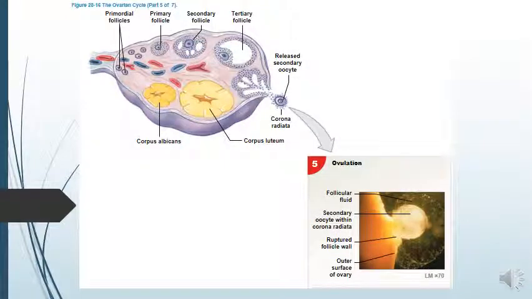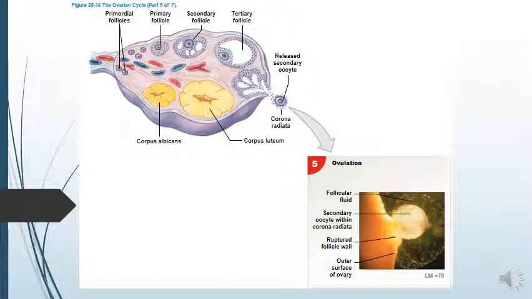On this fifth slide, which designates ovulation, the tertiary follicle releases the secondary oocyte, and the distended follicular wall suddenly ruptures, ejecting the contents of the follicle, including the secondary oocyte and the corona radiata, into the pelvic cavity. The sticky follicular fluid keeps the corona radiata and the oocyte attached to the surface of the ovary.